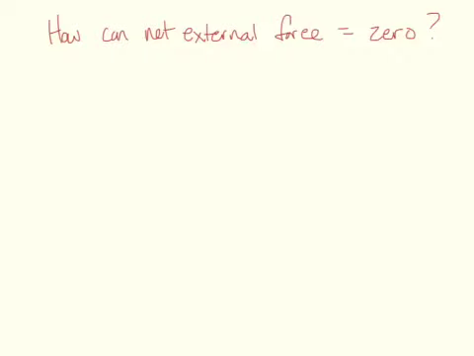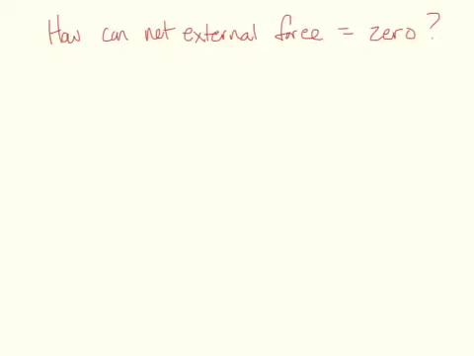So how can net external force equal zero? Well, first of all, for net external force to equal zero, there has to be at least two forces acting on an object. If we only have one force acting on an object, then that one force will be the net external force. So for example, if we're talking about a free fall problem, the net external force on an object would be the weight of the object going straight down, and there's nothing counteracting that. So we have to have at least two.